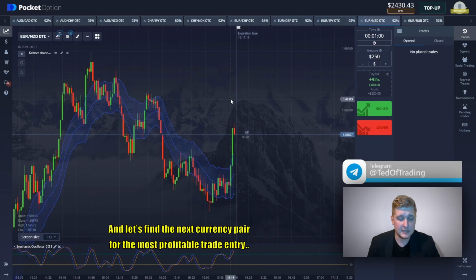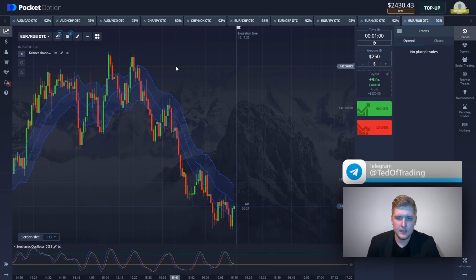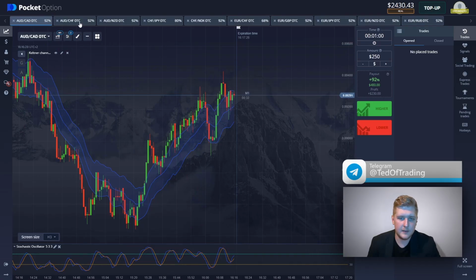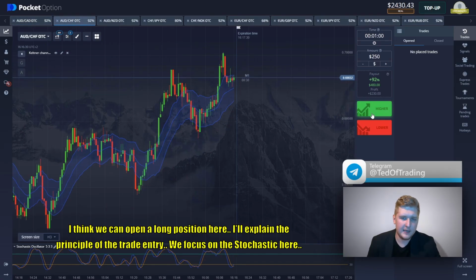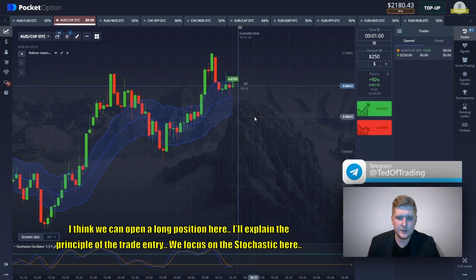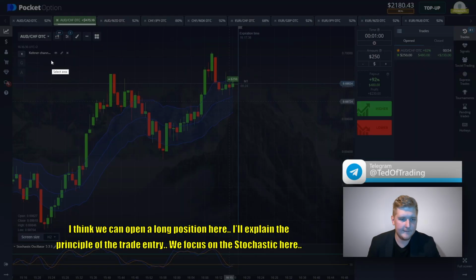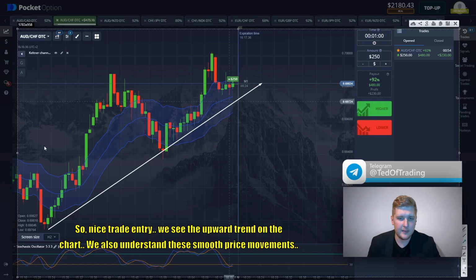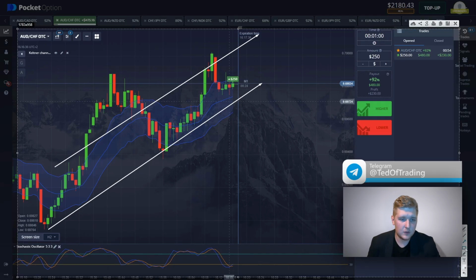And let's find the next currency pair for the most profitable trade entry. Let's check out what we have at the beginning. I think we can open a long position here. I'll explain the principle of trade entry. We focus on the stochastic here. So nice trade entry. We see the upward trend on the chart. We also see this smooth price movement in this zone.